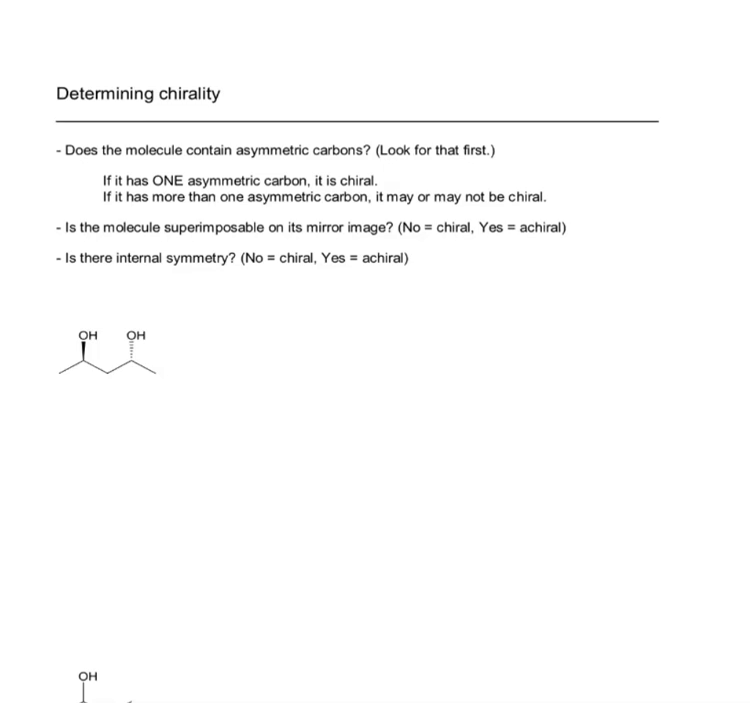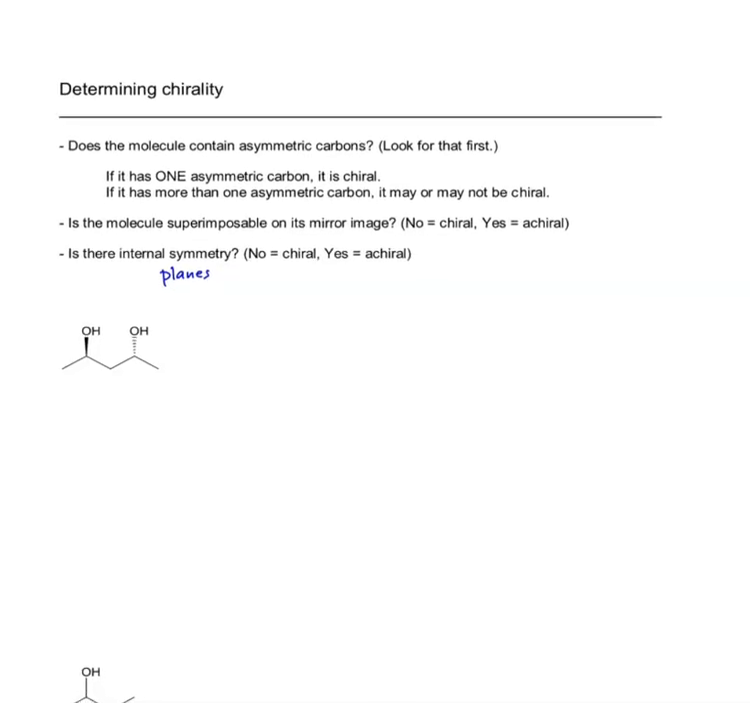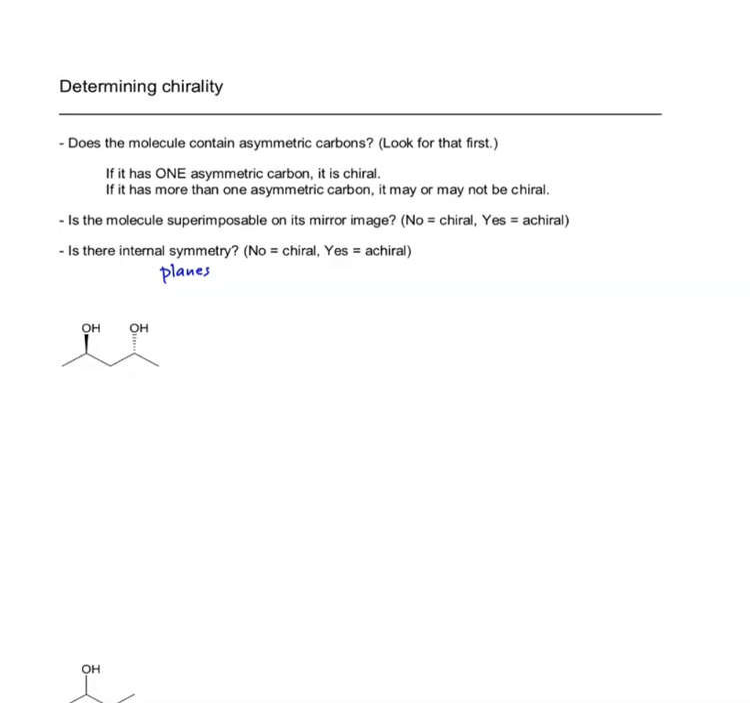But what you might also want to look for is, is there internal symmetry? If there is no internal symmetry, remember, that's a chiral molecule. If there is internal symmetry, and what we're talking about here are internal symmetry planes, then it's an achiral molecule. Okay, so let's just start working on some examples.